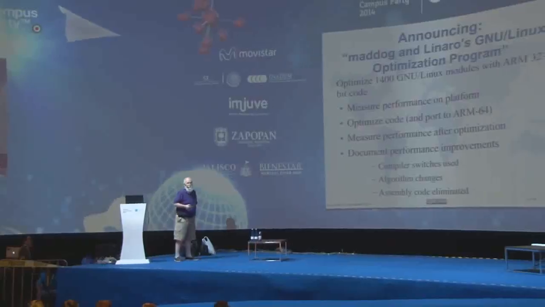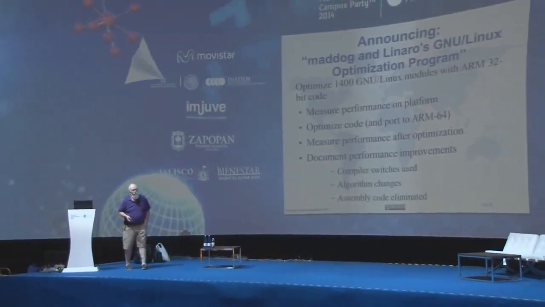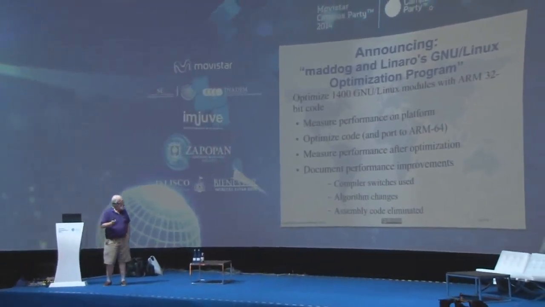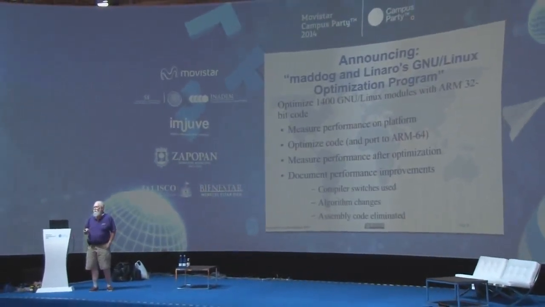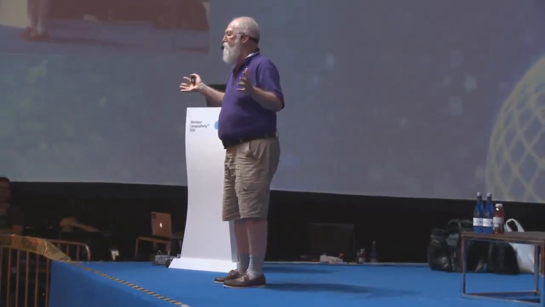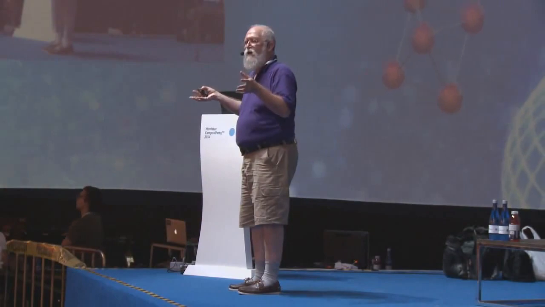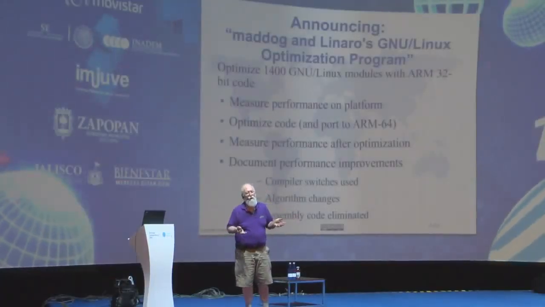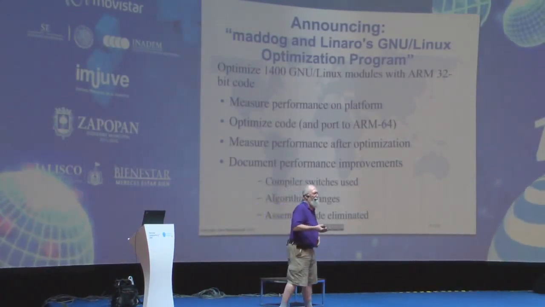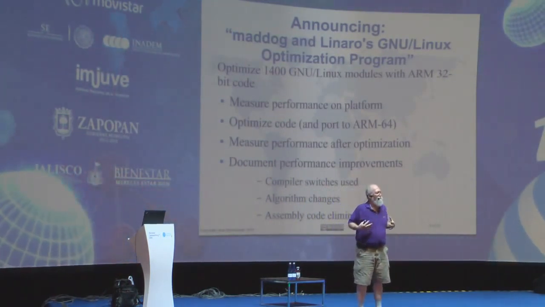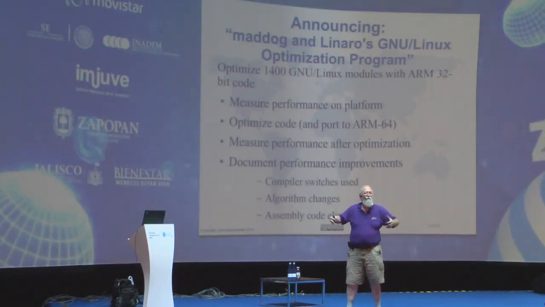So today, and I really mean today, I am announcing Maddog and Linaro's contest for the optimization of GNU Linux. Because we have found that there are 1,400 modules in GNU Linux which have assembly language in them. And we know that in order for ARM's new 64-bit processor to be able to run GNU Linux, somebody has to port this code. But porting is a very dull and boring job. And there's no glory in porting code. So what we're doing is offering people prizes for the people that can port the code. Sometimes the prizes are simple, like a nice t-shirt. But as you port more and more programs, you get better and better prizes.